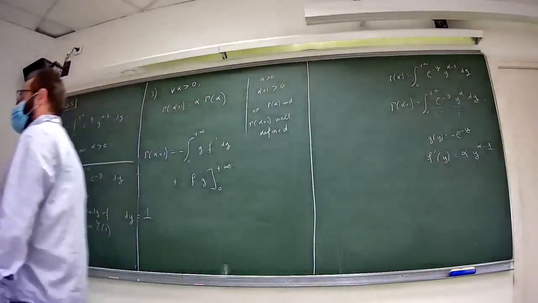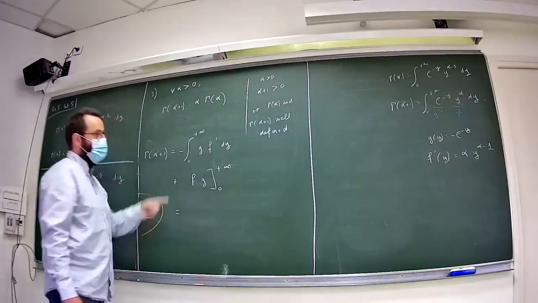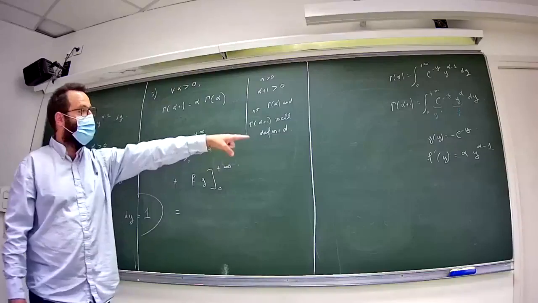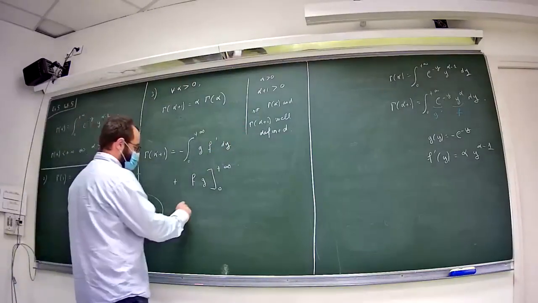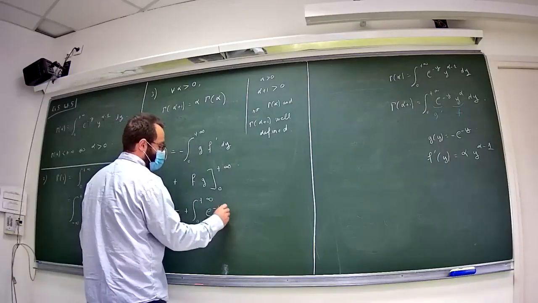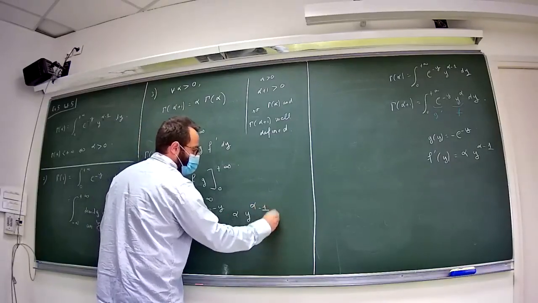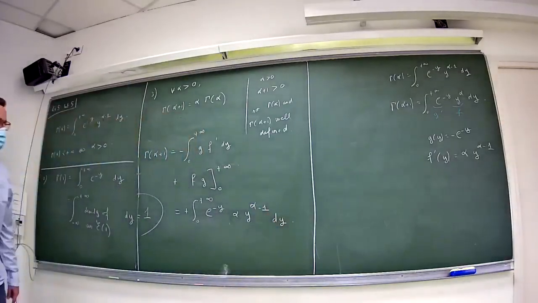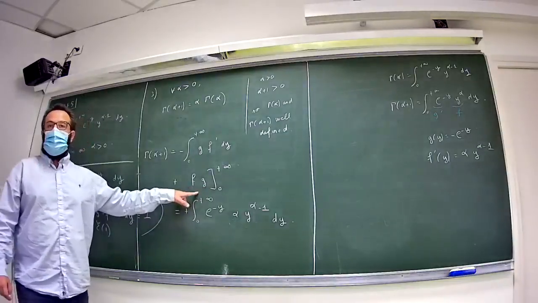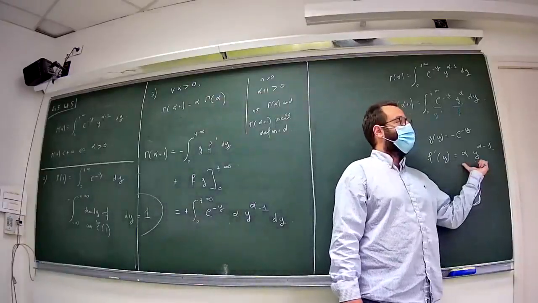Okay? And so I have just to plug inside my integration by parts formula f, j, f prime, and j prime. So I obtain what? j is minus exponential minus y. f prime is equal to alpha y to the alpha minus 1. So I obtain plus the integral between 0 and plus infinity of exponential minus y, alpha y to the alpha minus 1 dy. And then I have to take the product f times j between 0 and plus infinity. At 0, I obtain what?